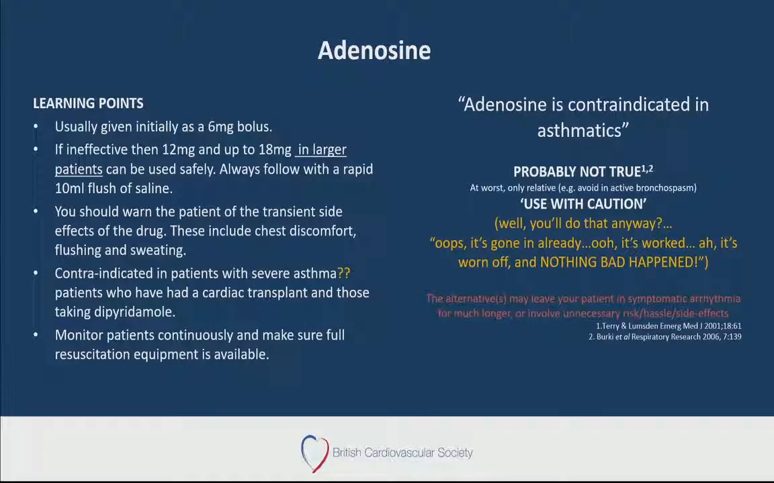A brief word about adenosine. Don't give small doses. If you're going to give adenosine, give a decent dose, 12 up to 18 milligrams in a large vein, rapid flush. Warn the patients of the side effects. Is it contraindicated in asthma? I would say in very severe asthma when they're very brittle, yes. And of course, those who've had a transplant or taking dipyridamole.